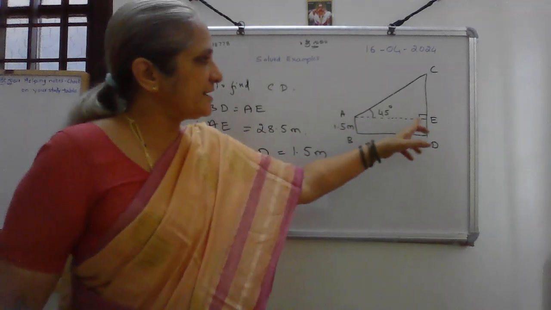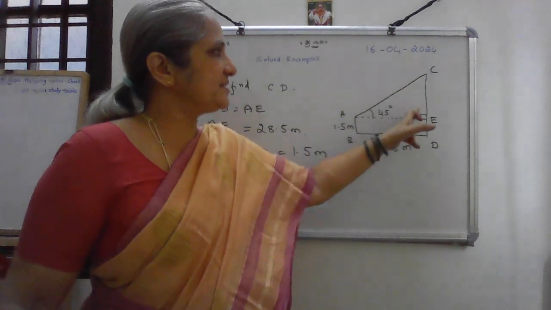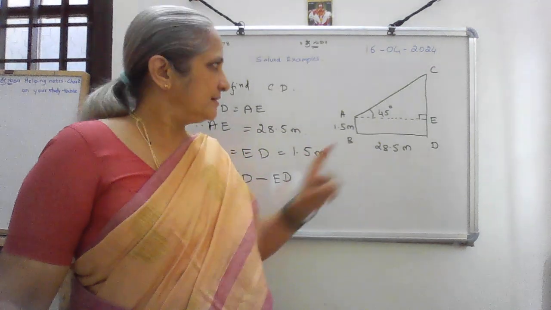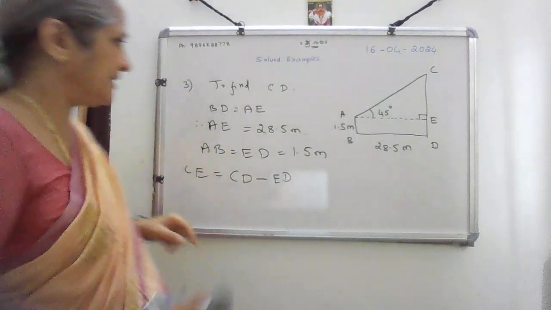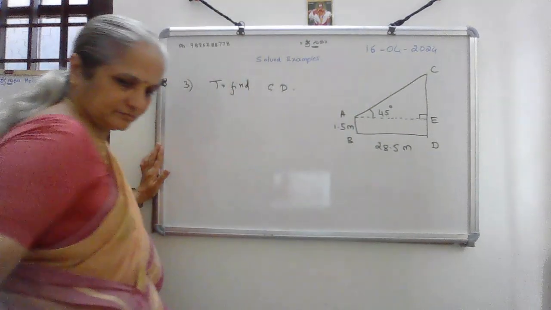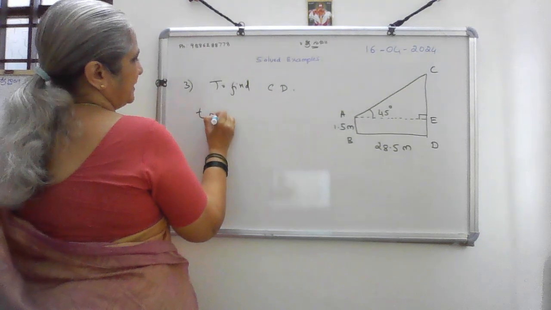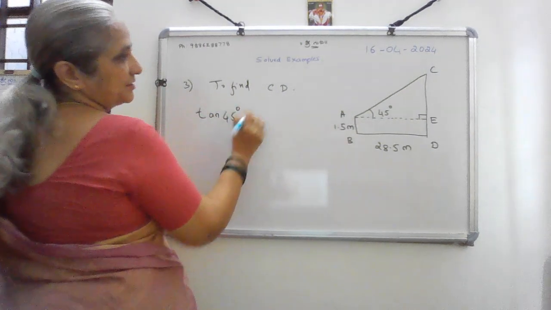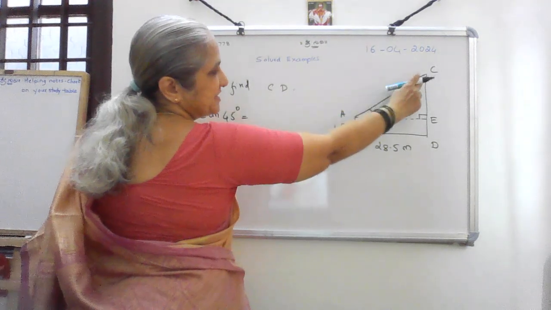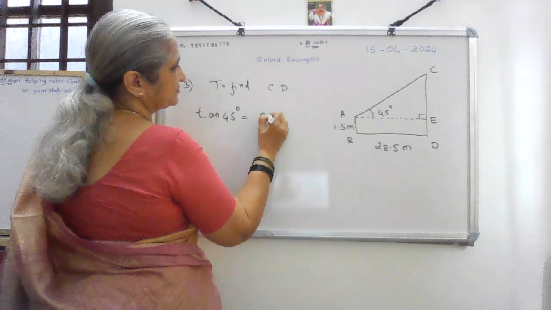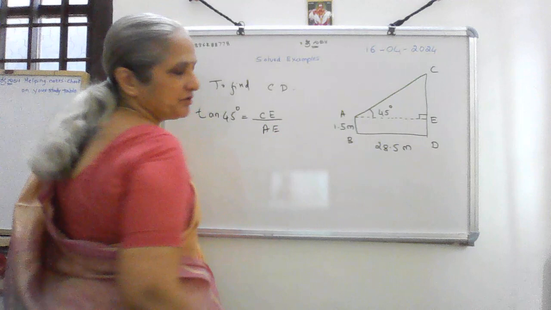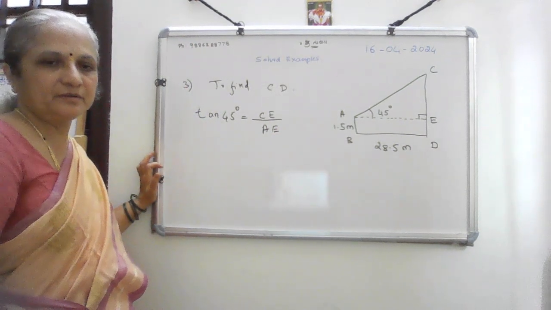We have AE as 28.5. We need to find CE. Which trigonometric ratio you want to use? Obviously it is tan of 45 degrees. So let us find it. Tan of 45 degrees is equal to opposite side CE divided by AE, and we know that tan of 45 degree is equal to 1.